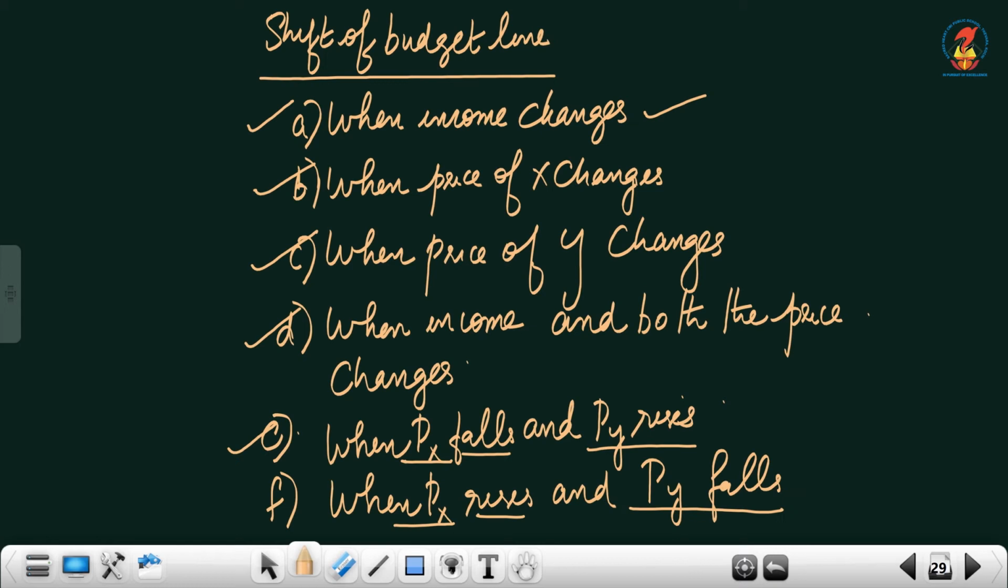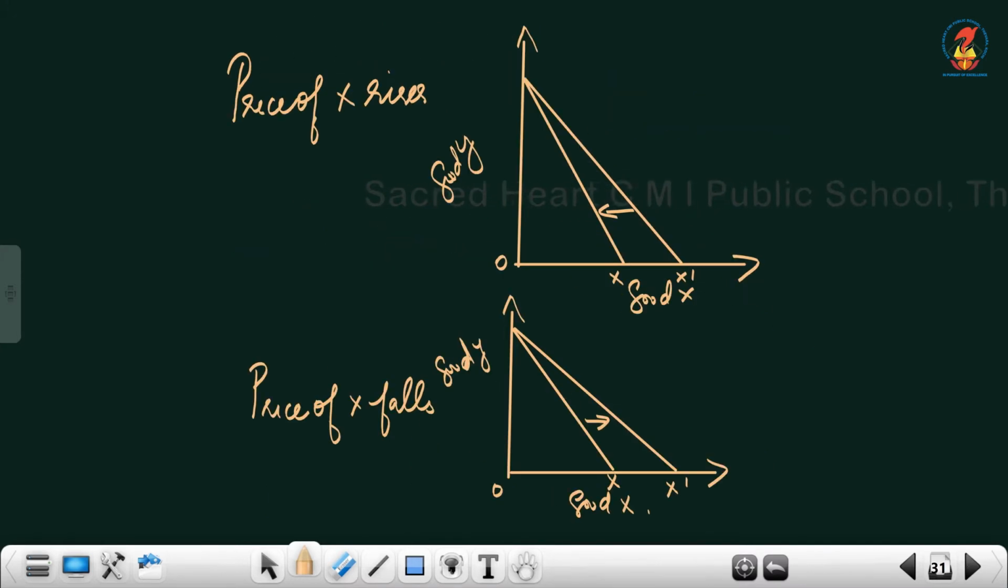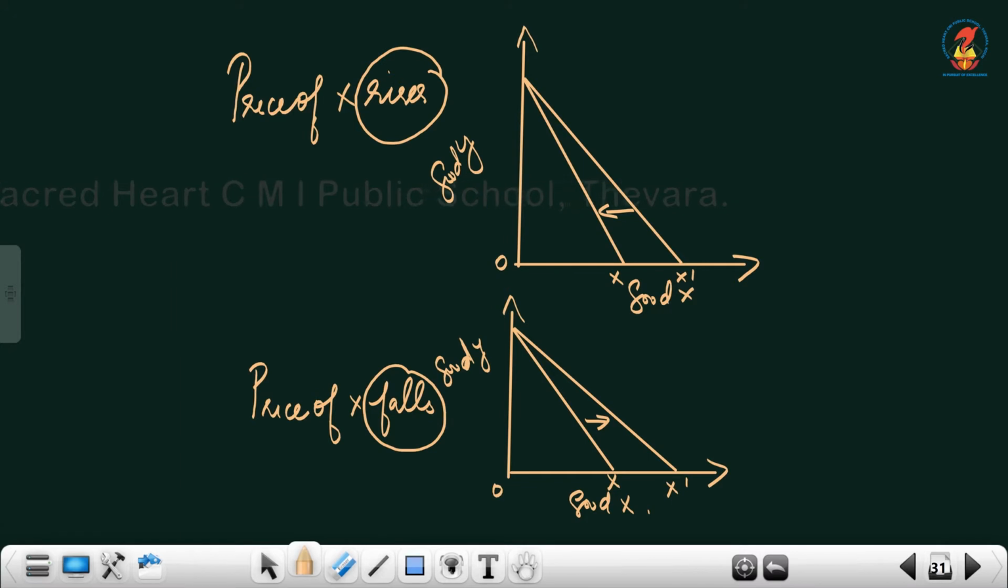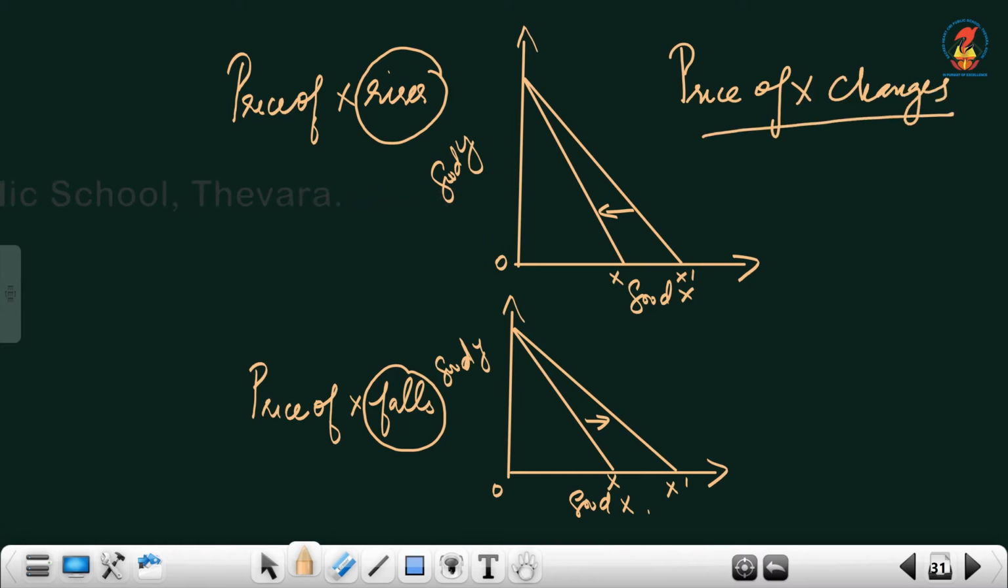So next condition is when the price of X changes. Price of X can either increase or decrease. Price of X changes means price of X can either increase or decrease. So price of X rises, price of X falls. So we are learning under the heading price of X changes. So price of X can either rise or fall. When the price of X rises, what will happen?